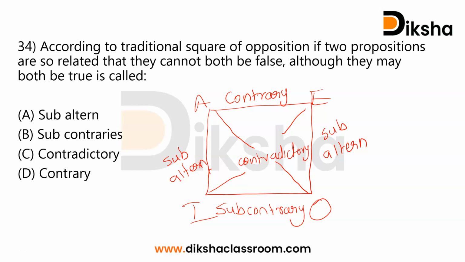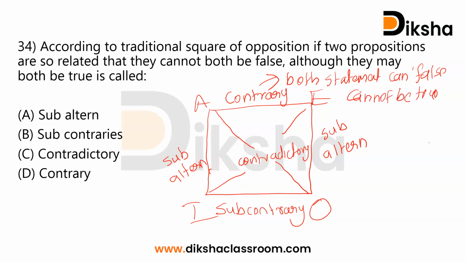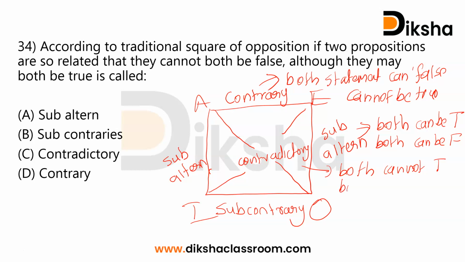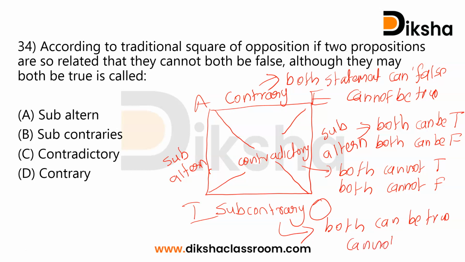So all these relations vary based on the truth or falsehood of the statements. Contrary is a case in which both statements can be false but cannot be true. Subaltern is where both can be true, both can be false. Contradictory means both cannot be true, both cannot be false. Subcontrary is opposite to contrary, which means both can be true, cannot be false. So subcontraries both can be true, cannot be false.